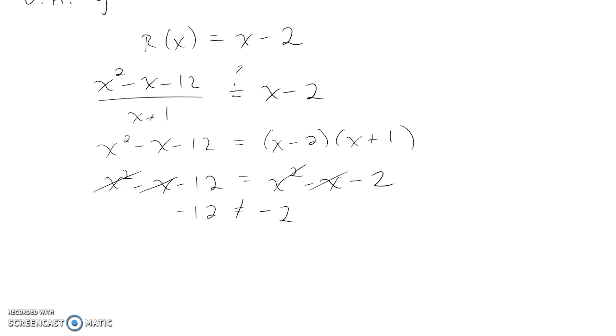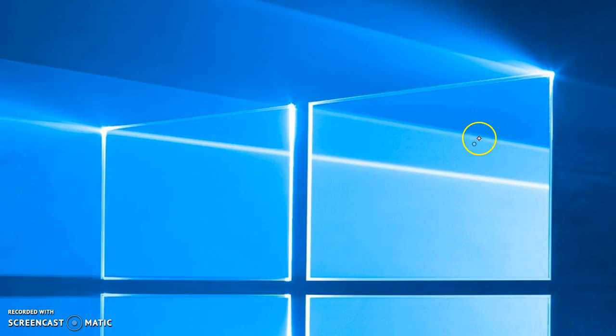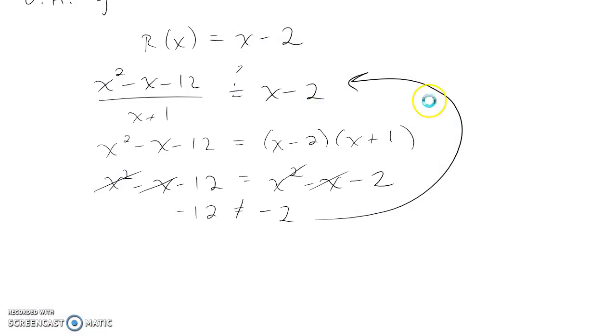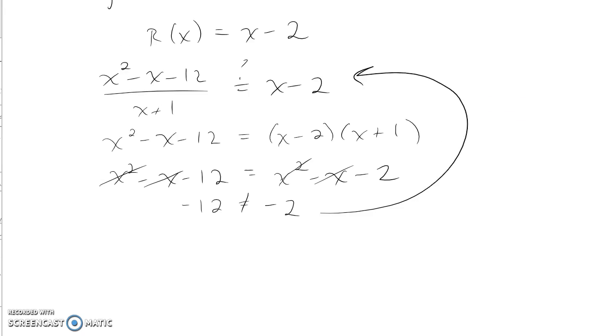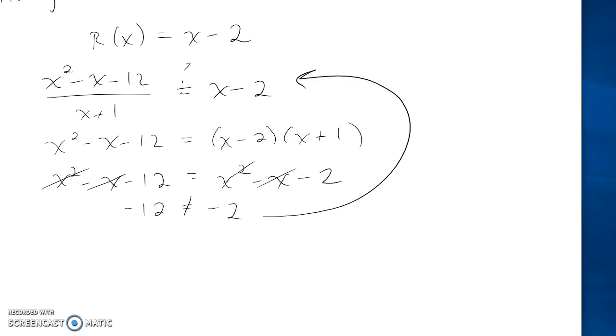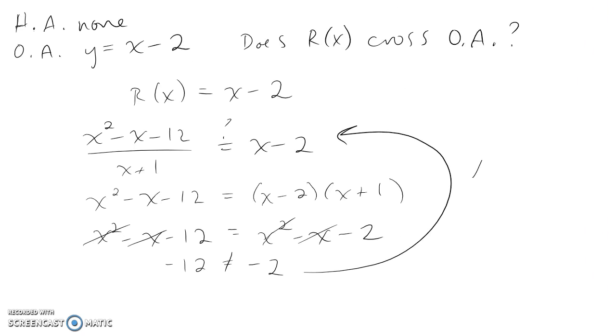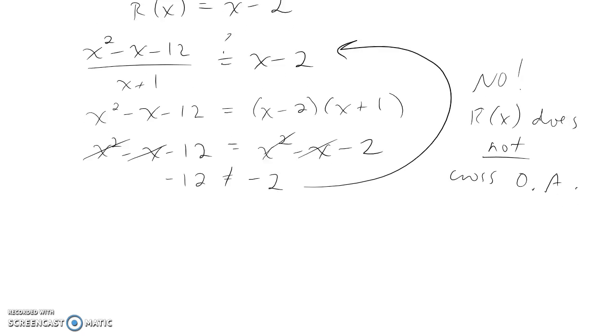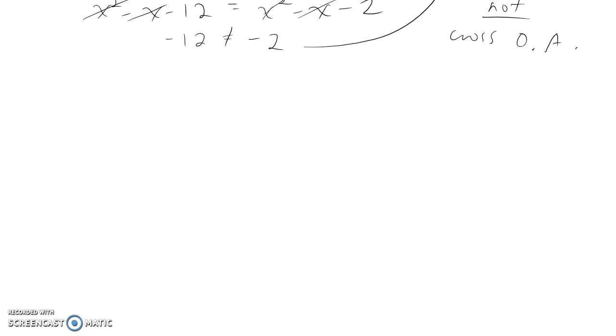So what that means is that this original statement, are these two things equal? The answer is no, not equal for any x value whatsoever, right? So we'll say that r of x does not cross the oblique asymptote.